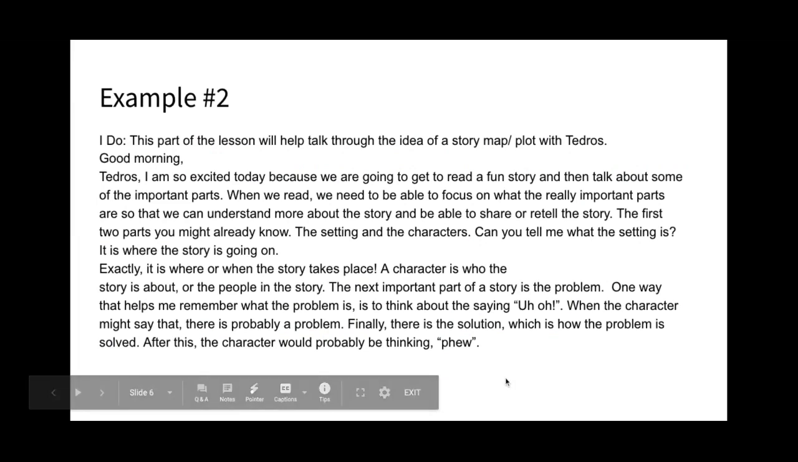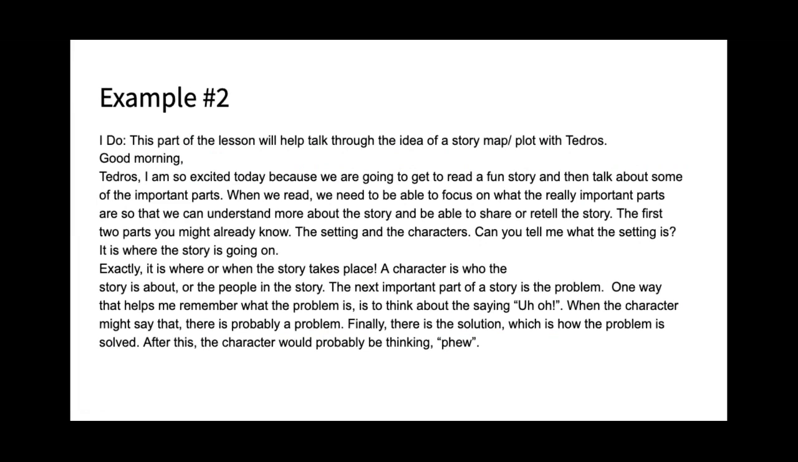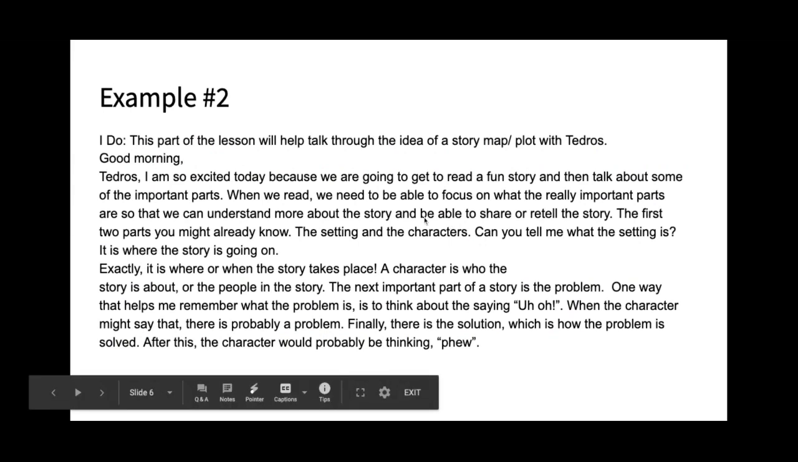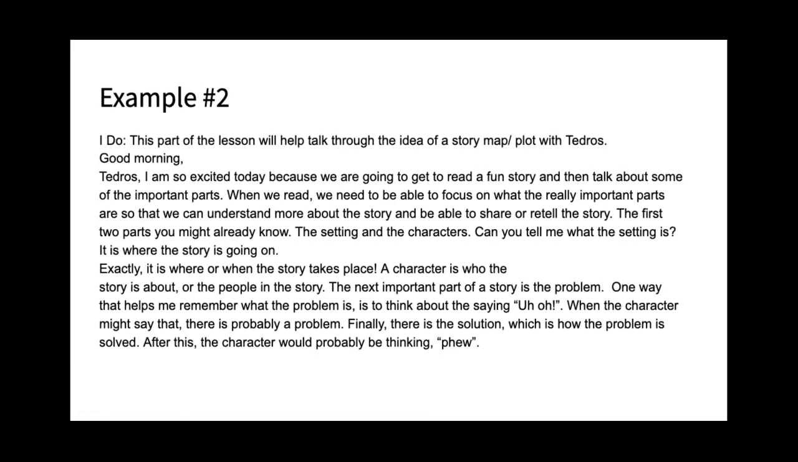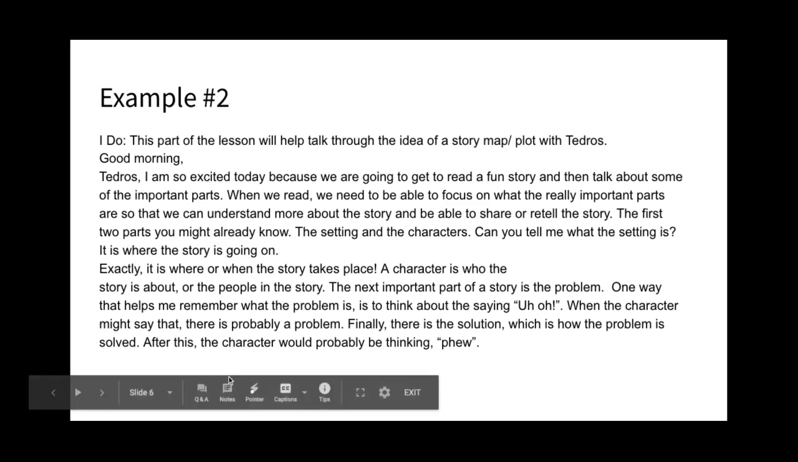Here's another example. In this lesson, the student and the candidate are talking about, again, important parts of stories. And the candidate tells the student that we need to be able to focus on what the really important parts are so we can understand more about the story and be able to share or retell the story. And then goes on to give the information. Talks about where the story takes place and the characters and even the problem.